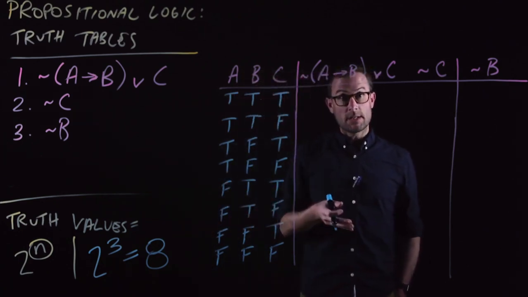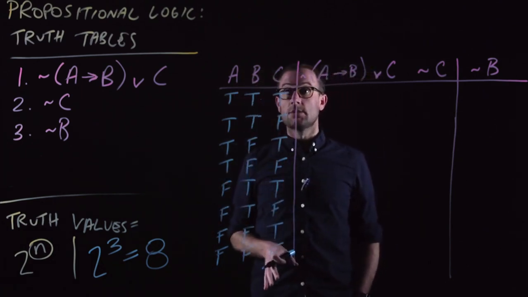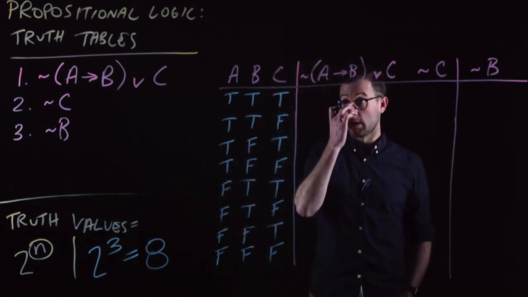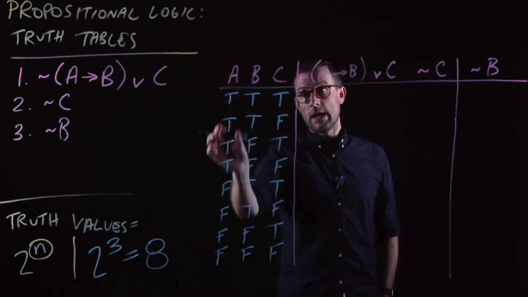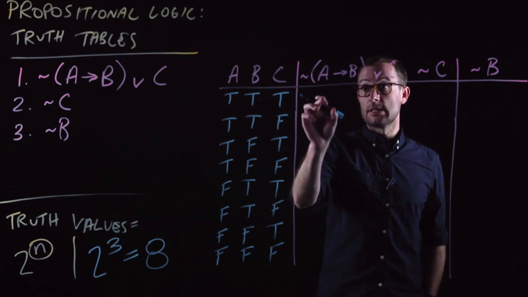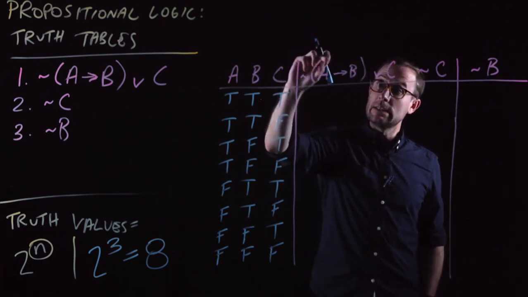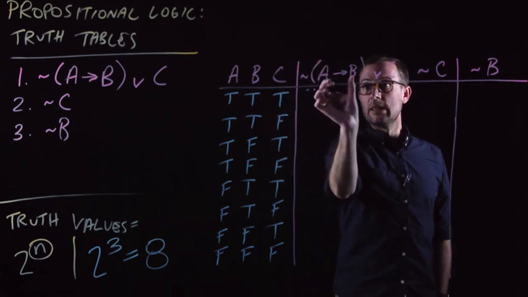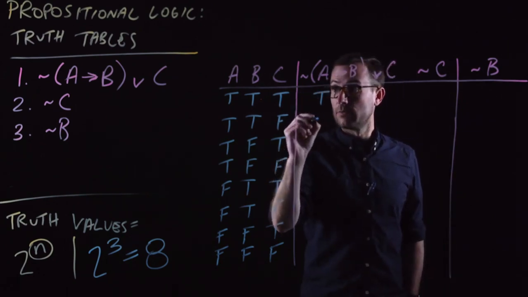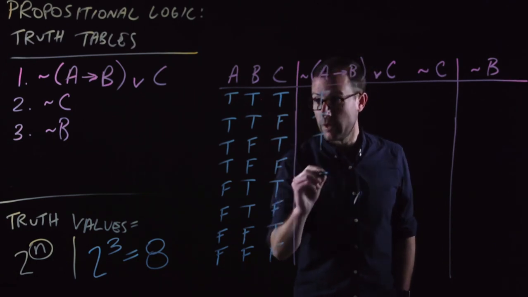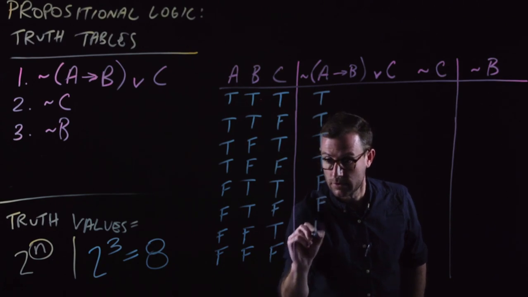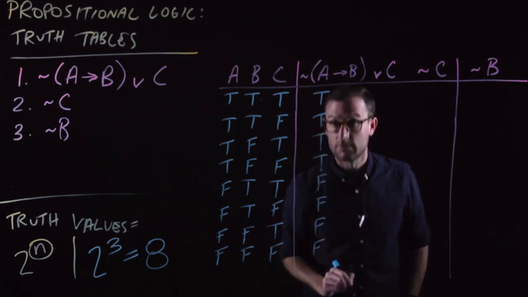Now, the next step is to take these truth values for the individual letters and input them wherever they are found in the argument. I'll start with A, and wherever A is in the argument, I'm going to input these truth values. I see A is the antecedent in this conditional, so I'm just going to take the truth values for A and input them there: true, true, true, true, false, false, false, false.